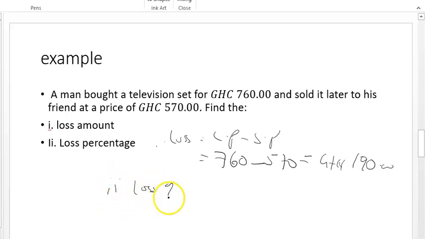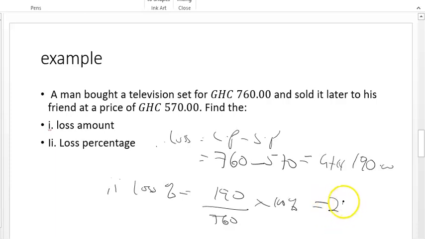Loss percentage is equal to the loss made, 190, over the cost price, that is 760, times 100%, and that gives us 25%. This is the loss percentage in the business.